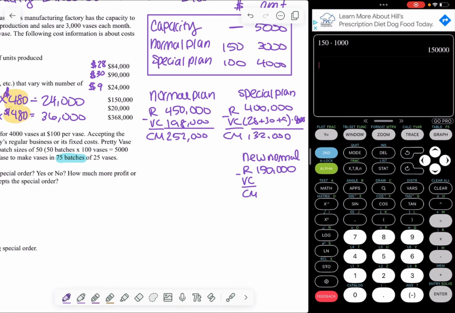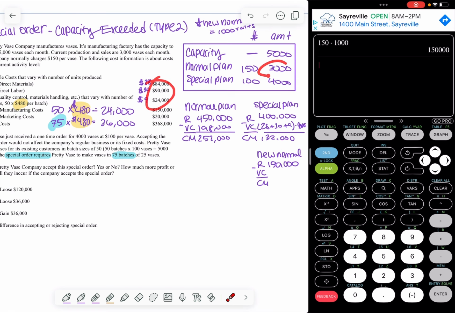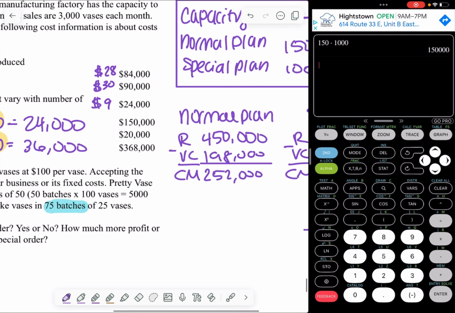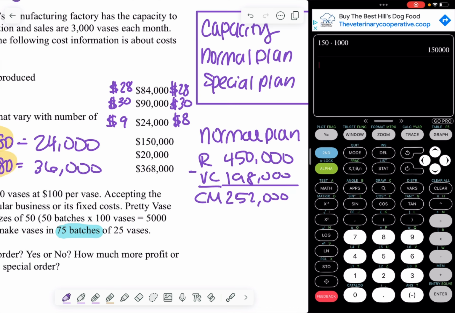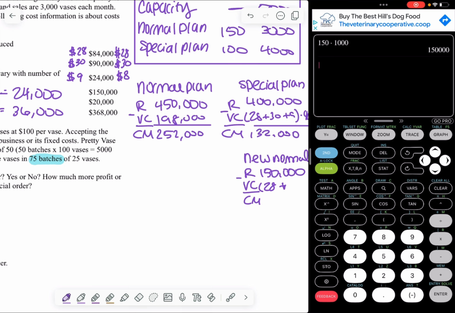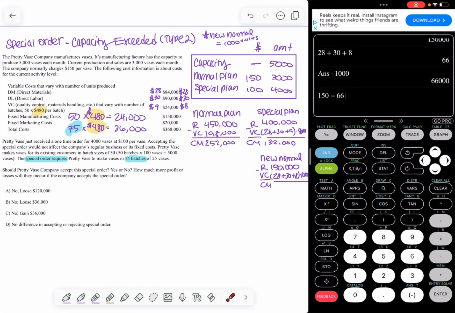And then variable cost, well, since it's based on normal, we can use our normal values. These normal values were based on 3,000 units. And so when it comes to normal, we do normal stuff. We divide this by 3,000 because that's our normal value. So 24,000 divided by 3,000 is going to be 8. So we have 28 plus 30 plus 8 this time, and then times 1,000. So this is 66,000, so 150 minus 66 is 84,000.